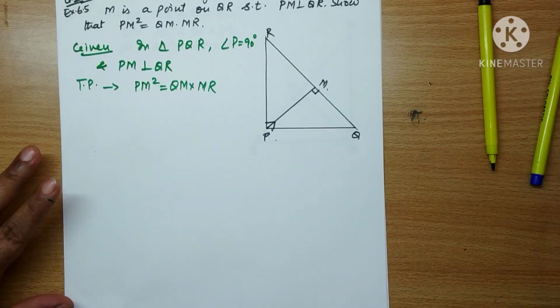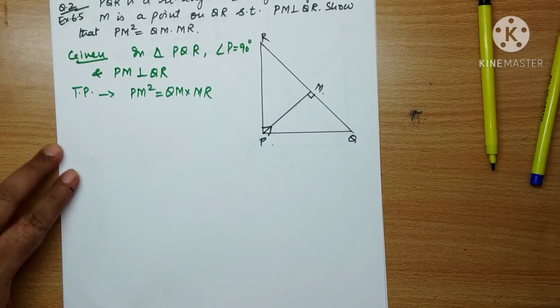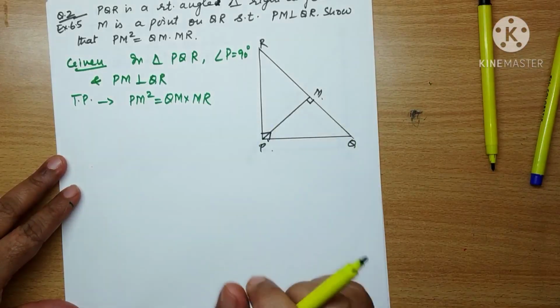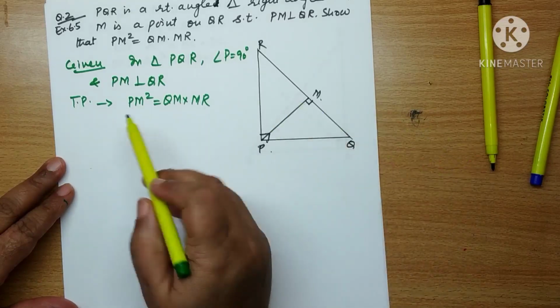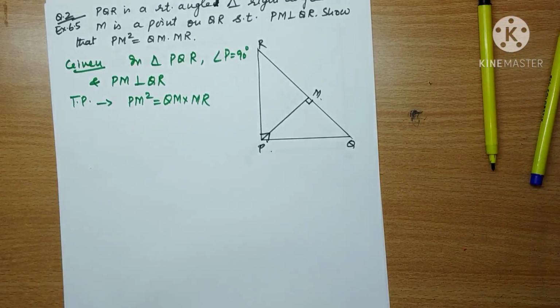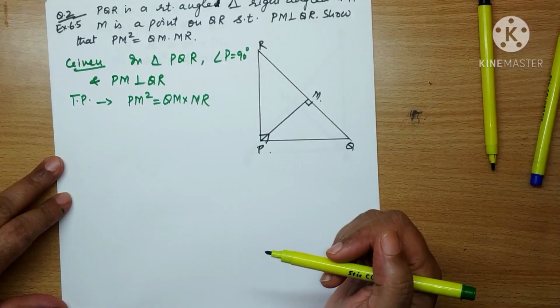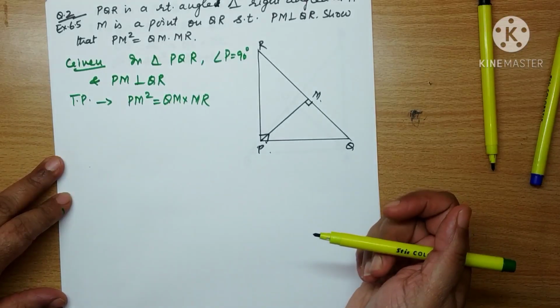Now angle 90 is given, so I'll check whether this question is of Pythagoras or not. But in the relation that we need to prove, we do not have the sum of the squares. That means this is not a question of Pythagoras. I have PM square equal to a product of two things. That means it's a question of similarity. Proportionality of sides, I need to get a relationship between the sides, and proportionality of sides comes through similarity of triangles.